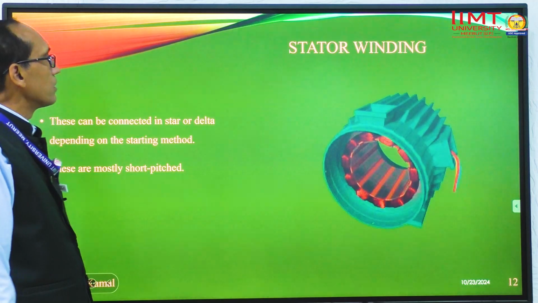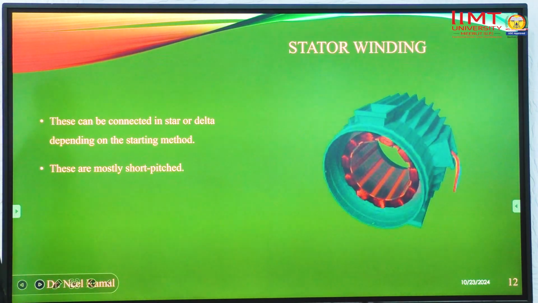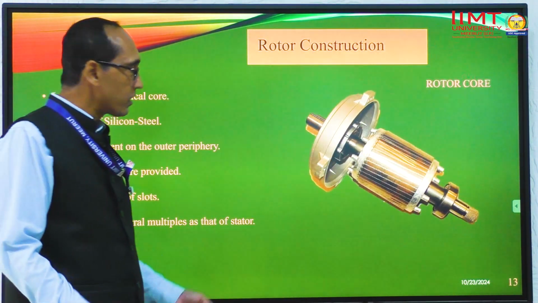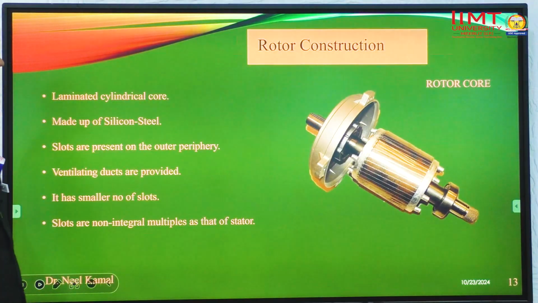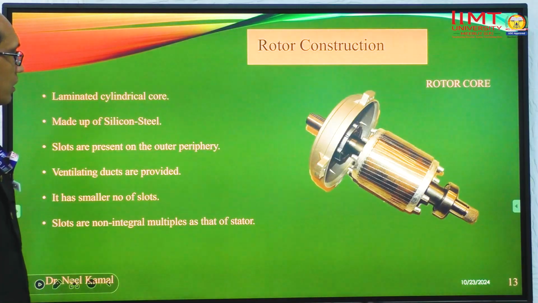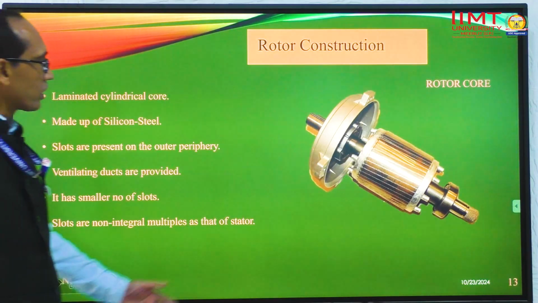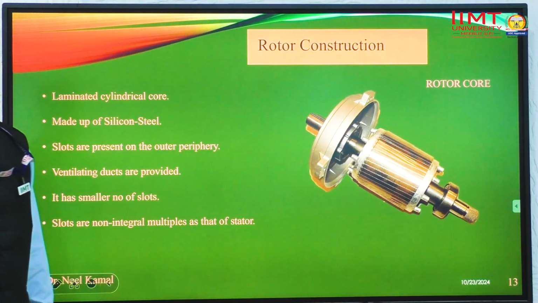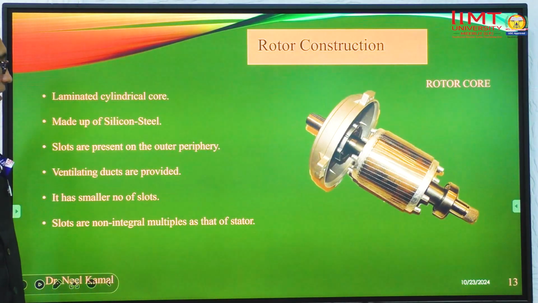This is also the stator winding part of a three-phase induction motor. Now the inner part is known as the rotor. This is the shape of the three-phase induction motor rotor, and this rotor is the rotating part of the three-phase induction motor, while the stator is the stationary part.